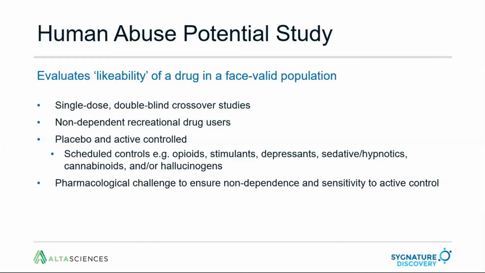The subjects will be selected based on their past recreational drug use history with the class of drugs selected as the positive control in a given study. These types of studies include both a placebo and an active control. The active control is a scheduled drug with known abuse potential and generally falls into the classes of either opioid, stimulants, sedative hypnotics, cannabinoids, or hallucinogens.